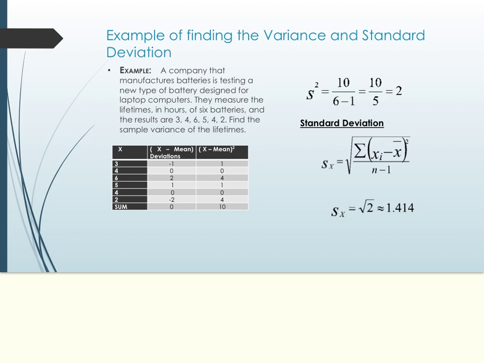So here's an example of finding the variance and the standard deviation. A company that manufactures batteries is testing a new type of battery design for a laptop computer. They measure the lifetimes in hours of 6 batteries, and the results are the following. So there is our variable x. X equals hours of lifetime of batteries.